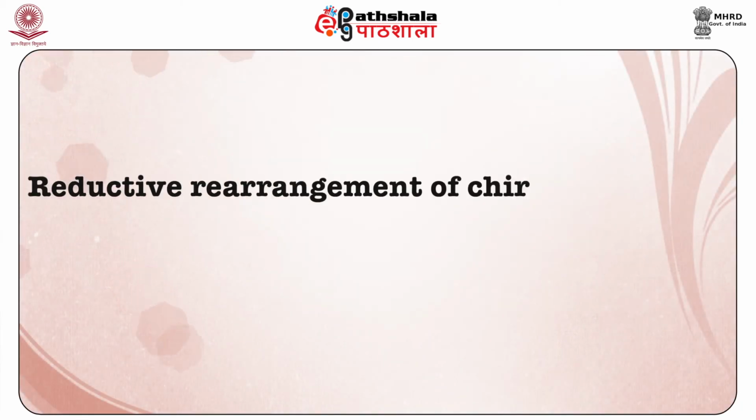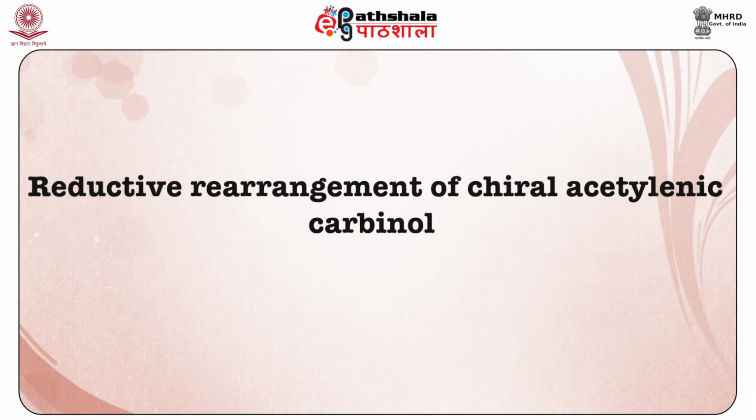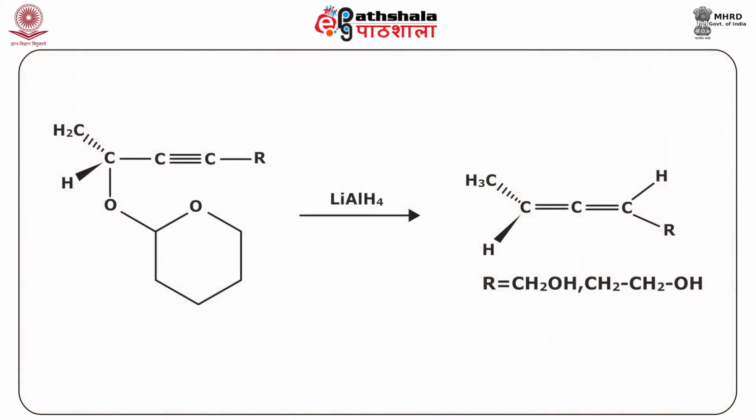Third is the reductive rearrangement of chiral acetylenic carbinol to obtain the optically active allene. In the synthesis, the ether of optically active acetylenic carbinol is treated with LiAlH4, that is lithium aluminium hydride, which is a reducing agent, which gives the enantioselective allene.